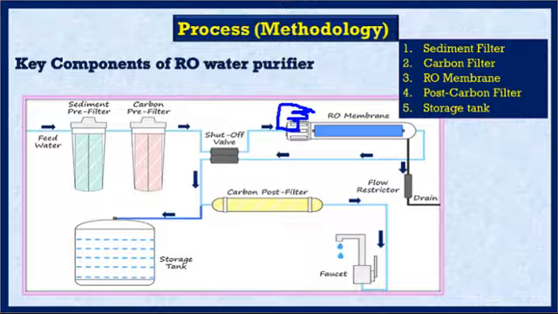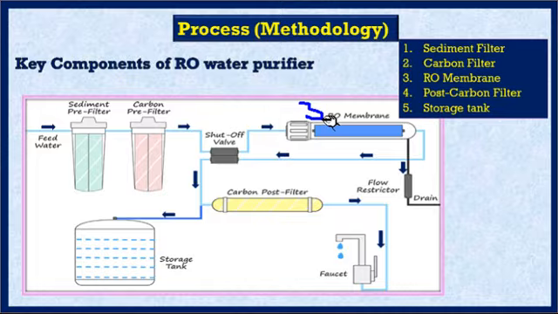This is the RO membrane filter. This thin membrane filter removes up to 95% of the total dissolved solids from the incoming water. These semi-permeable membranes are used to remove the impurities of dissolved salts from the water, including various types of dissolved salts like calcium, sodium, magnesium, etc.